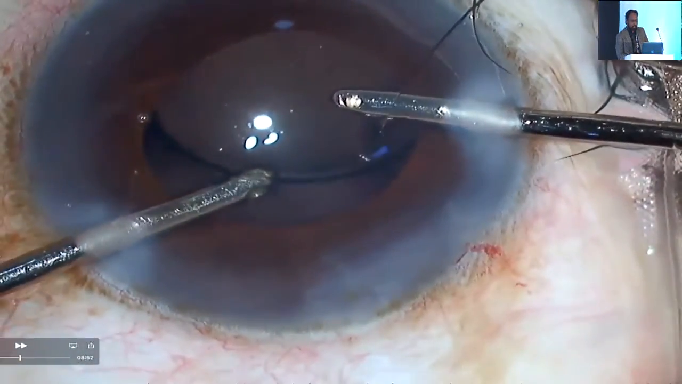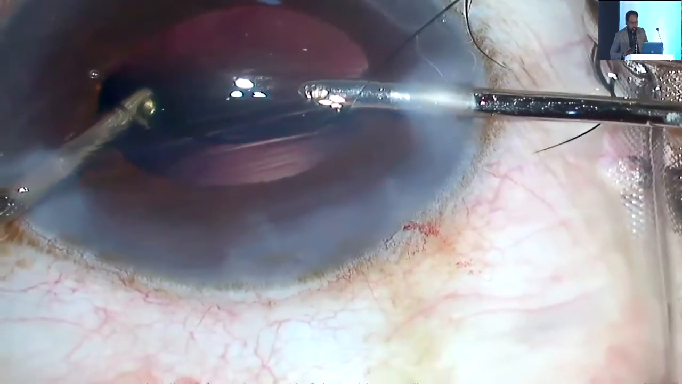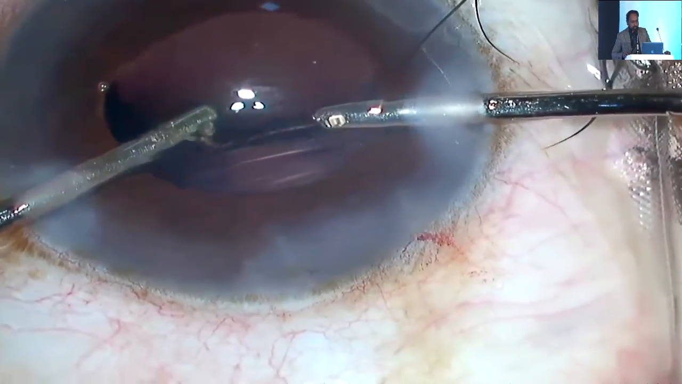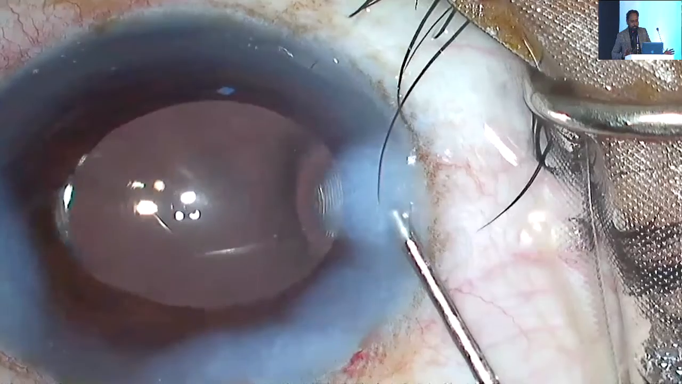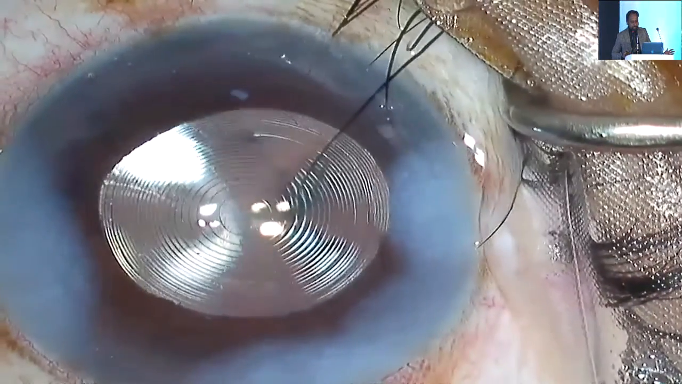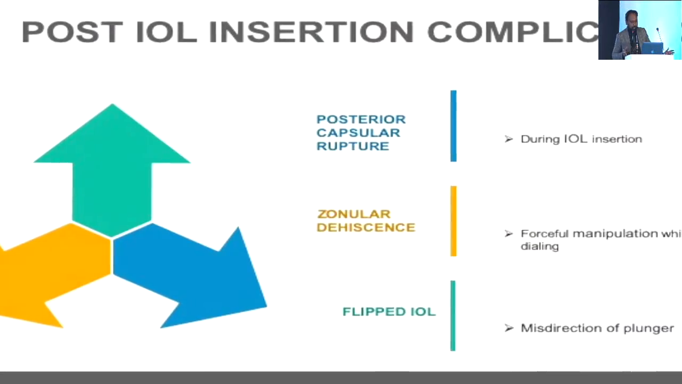So in all these IOL exchanges, make sure you go under and remove all the viscoelastics, because PCO formation is not only about the lens and the design. Make sure there is not a large amount of visco left.